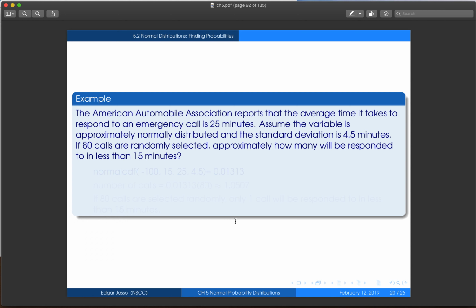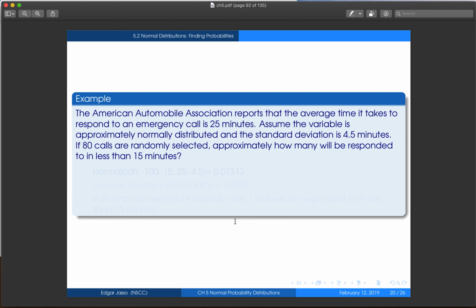The American Automobile Association reports that the average time it takes to respond to an emergency call is 25 minutes. Assume the variable is approximately normal. The standard deviation is 4.5. If 80 calls are randomly selected, how many will be responded to in less than 20 minutes? Sorry, less than 15 minutes.